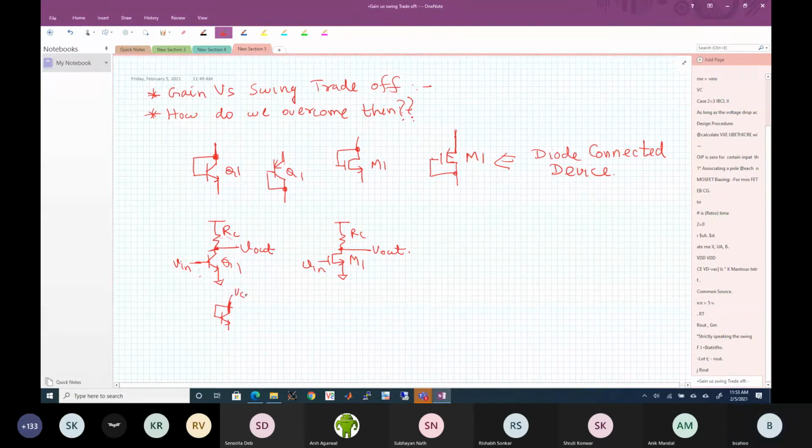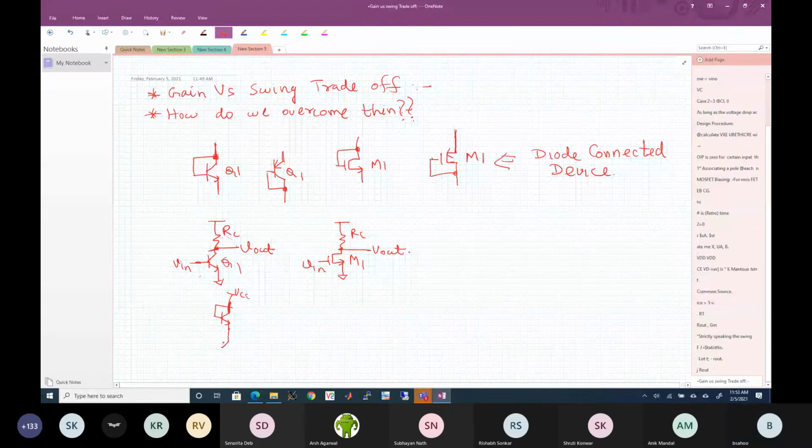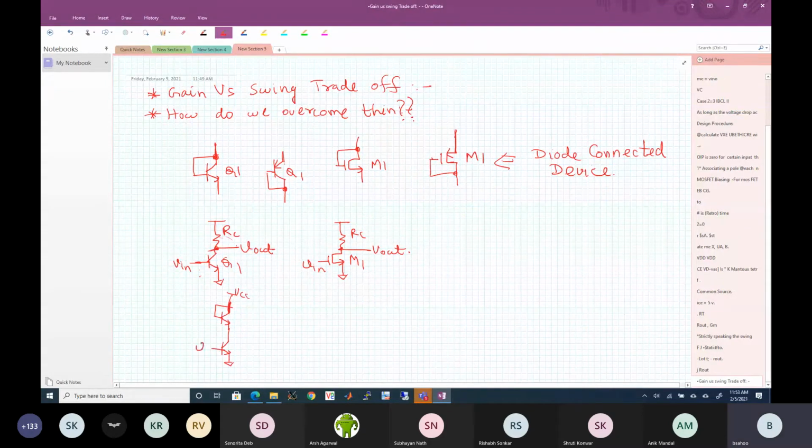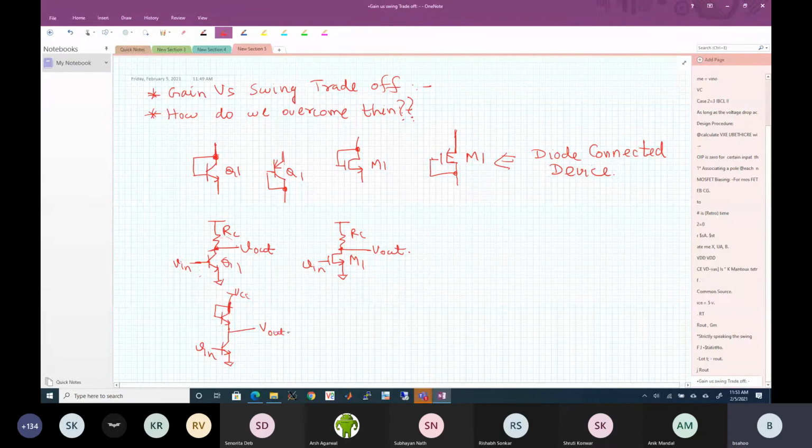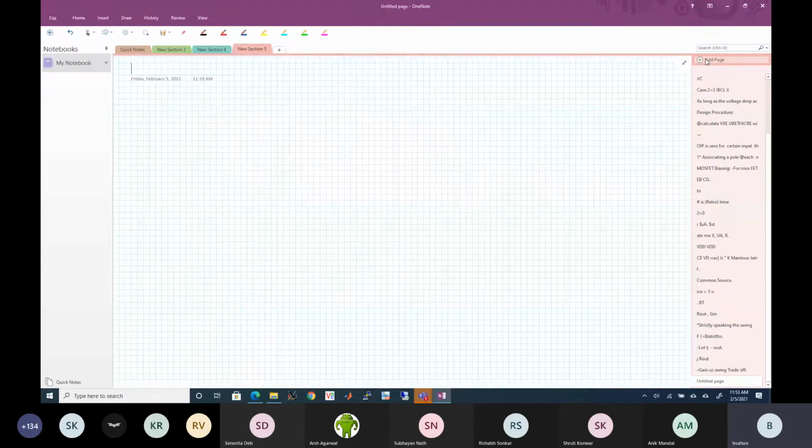VCC, okay, and I could have a topology like this. Okay, so I will go to another page and draw it.